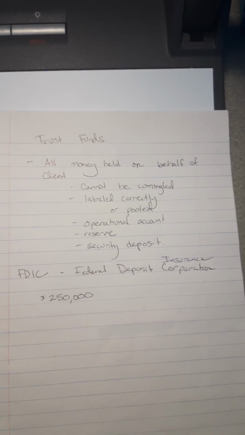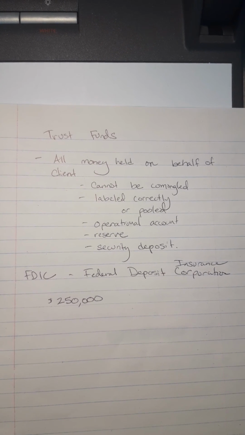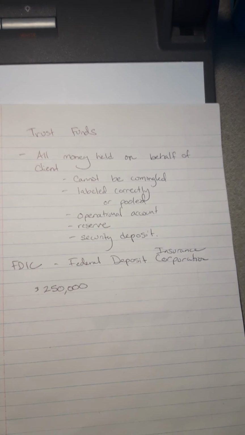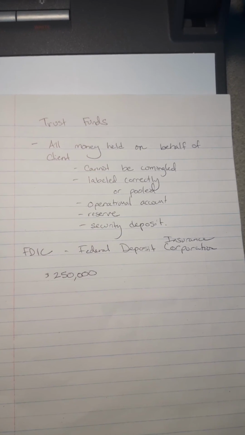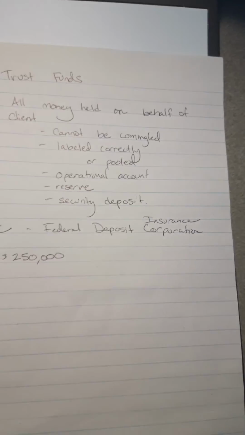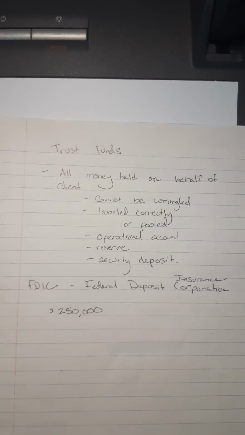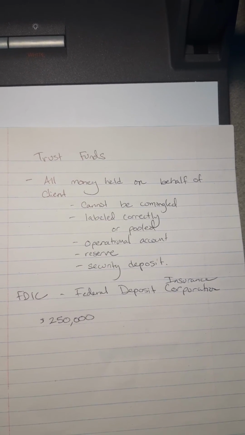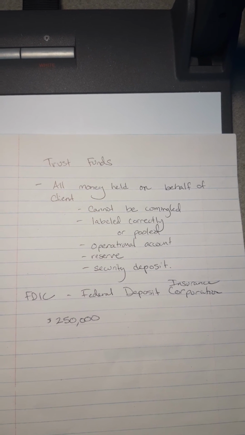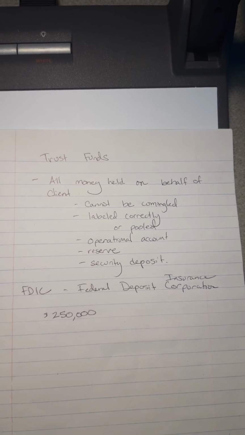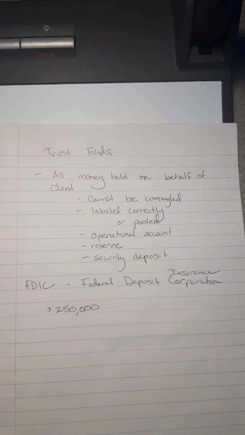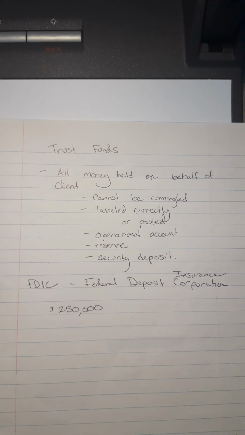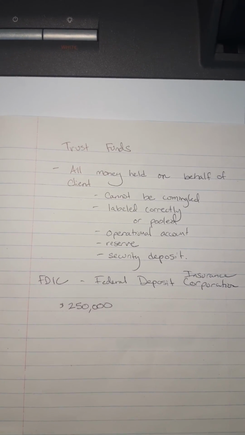Trust funds. We also talk about trust funds. That's all money held on behalf of the client. Now keep in mind, none of this money can be commingled. We cannot commingle our deposits with our expense account, with our reserve account. We can't commingle it with our own accounts. We can't commingle it with multiple tenants' accounts. It has to be labeled correctly. Or if you have one general business account for one specific client, at least you have it labeled correctly as a trust account, and that is for that specific client. It's not for multiple clients.